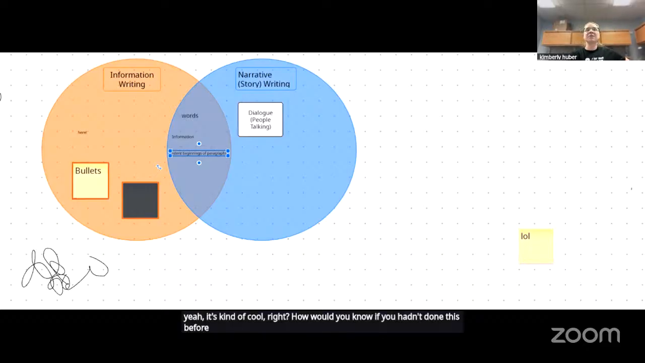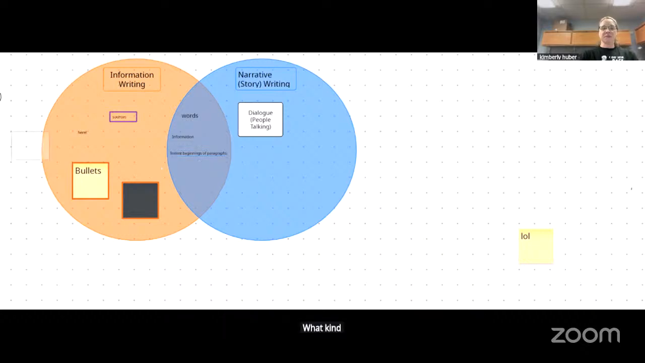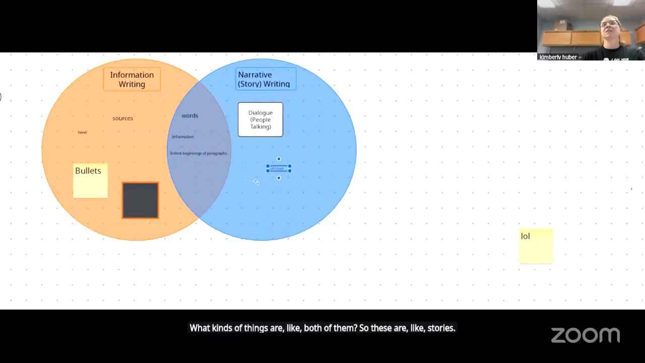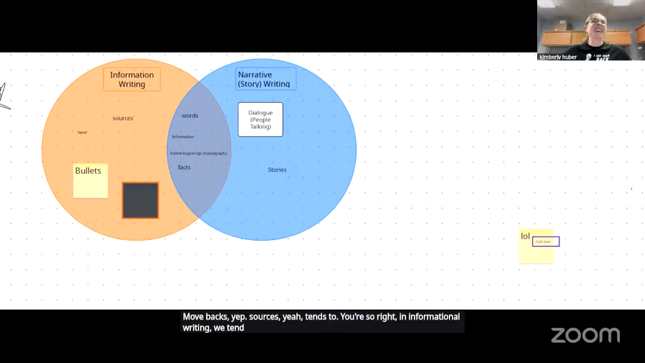All right, so what do we know about narrative writing? What do we know about informational writing? What kinds of things are like both of them? So these are like stories. Ooh, facts. Yep. Sources. Yeah, you're so right. In informational writing, we tend to have our sources cited. Don't so much in narrative writing.